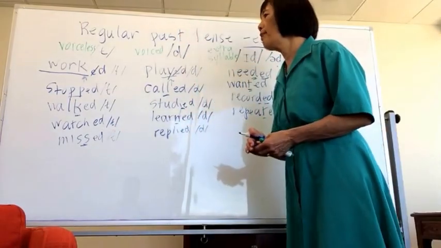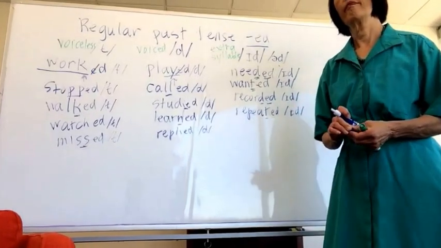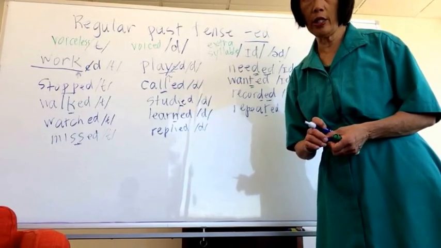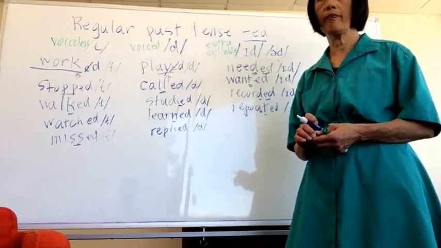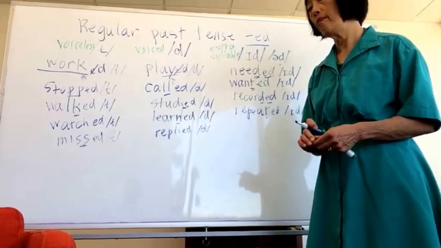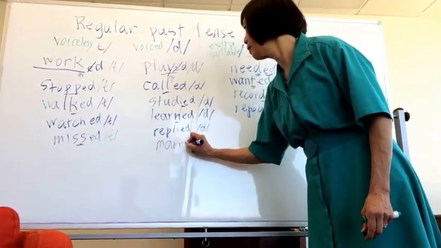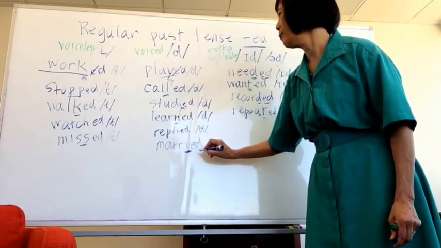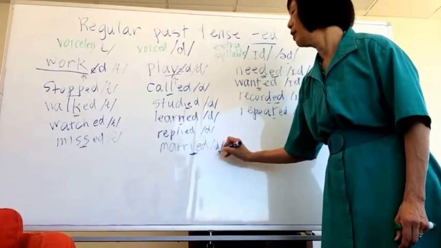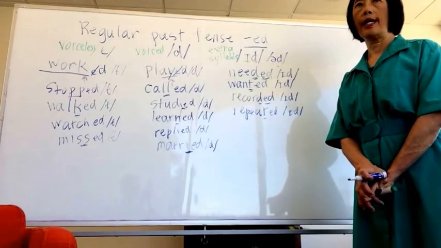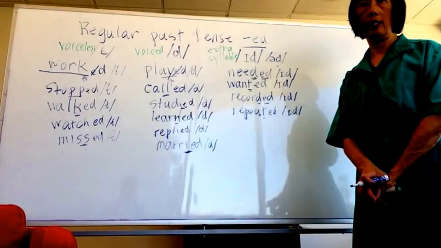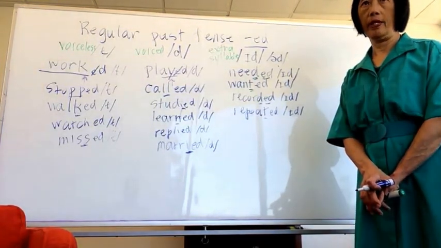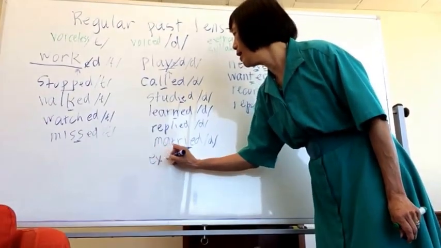The word marry. How do we pronounce the ed on the past of the word marry? Married, all right? So this one is like studied and replied, married. How about the word examine? Examine. Examined, all right?